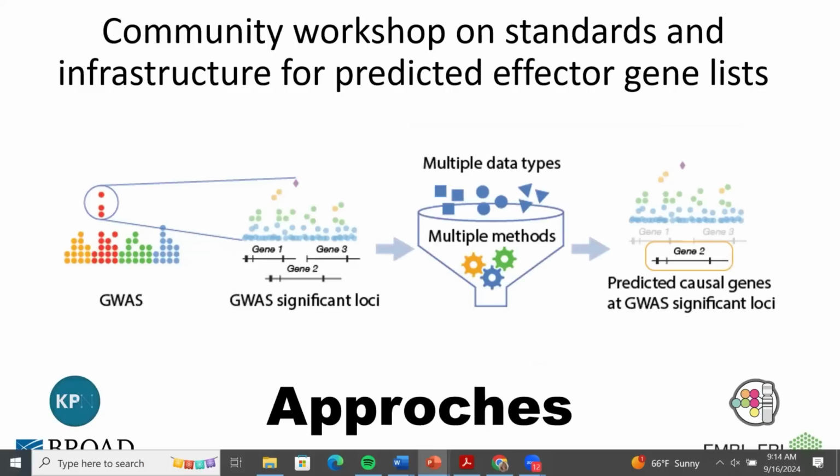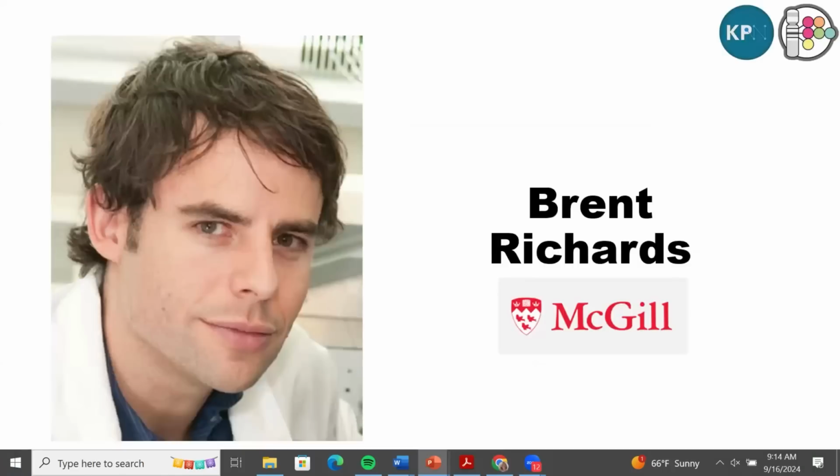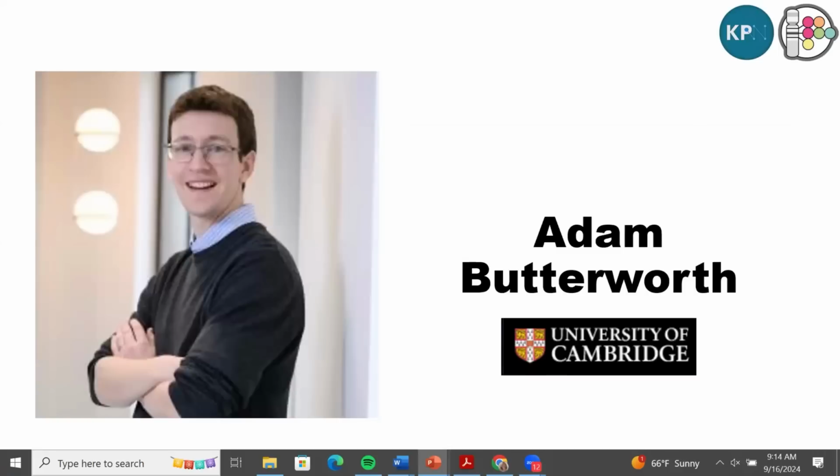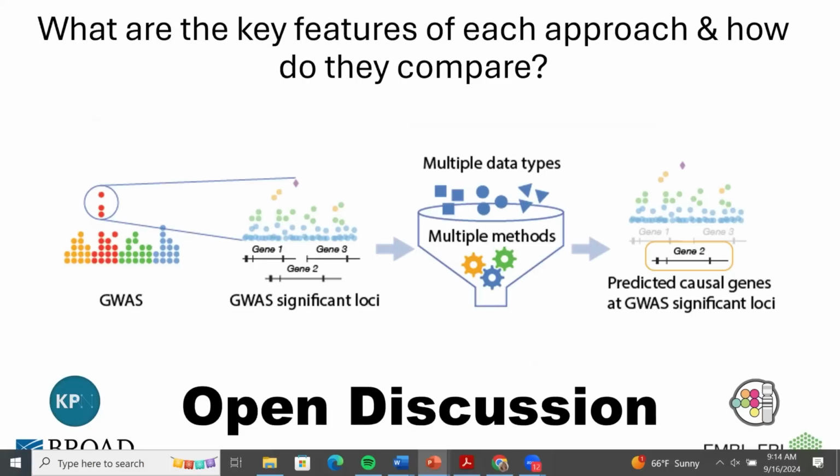Then we'll talk some approaches. We're going to work through 3 people who have worked with us with various approaches for effector gene lists. First, Brent from McGill. He'll talk about his perspective and how he thinks about effector gene lists. Then Cassie, who we've worked with also, who will also talk about her perspective from a disease state as well. And then we will have Adam Butterworth, who will join us from across the pond to talk about his perspective. So those will be perspectives from different disease areas and different ways of layering evidence sources.